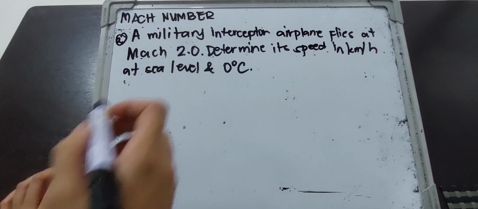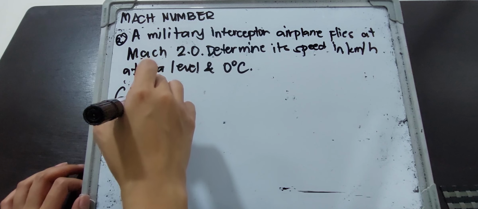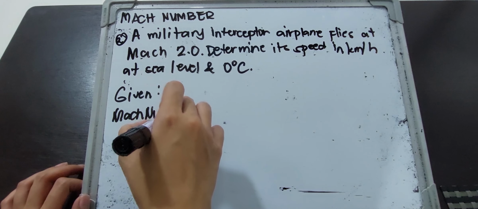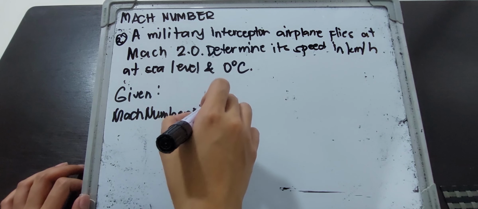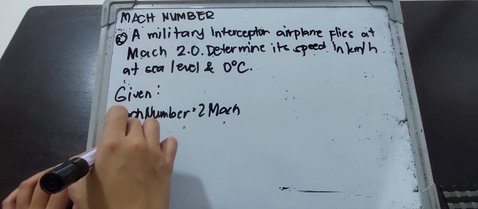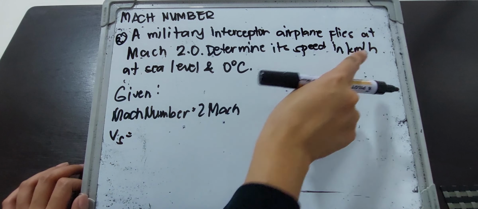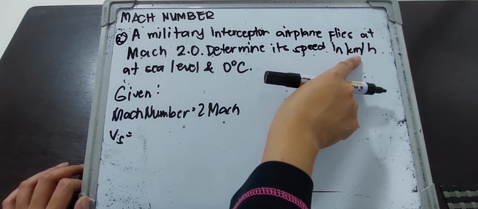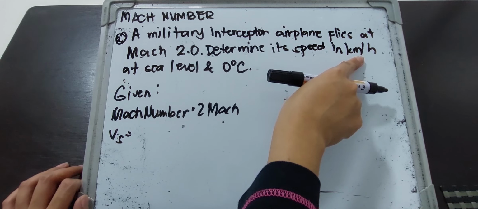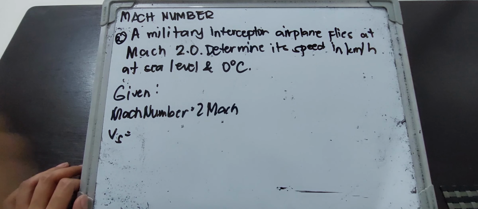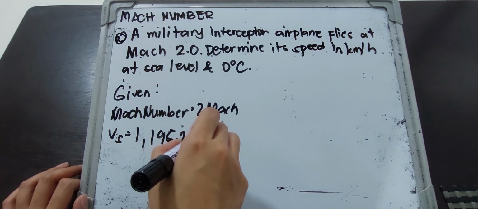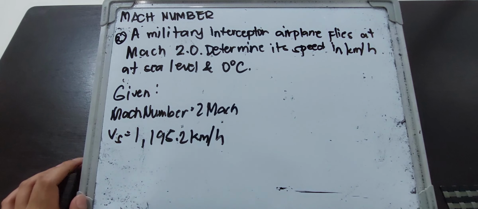So, let us first write all the given. Our Mach number is 2 Mach, and lagay ko lang dito yung ating speed of sound in kilometers per hour kasi yun yung hinahanap. Pero kung meters per second ang nakalagay, pwede natin gamitin yung 332 meters per second. But since in kilometers per hour, we will use its equivalent in kilometers per hour.